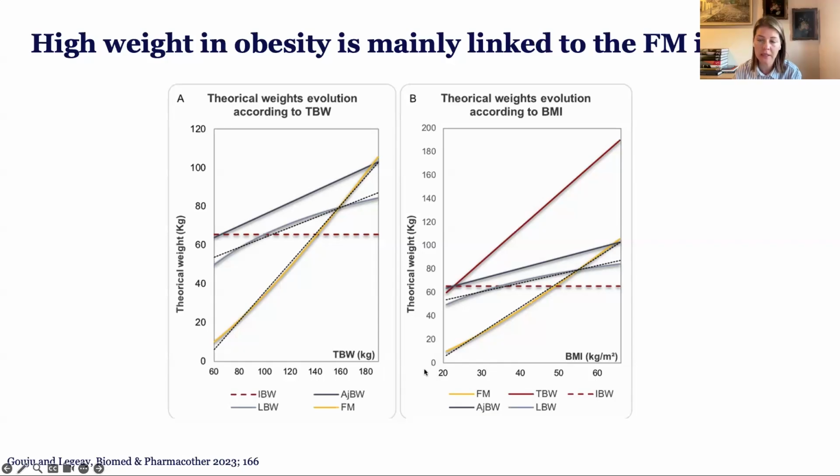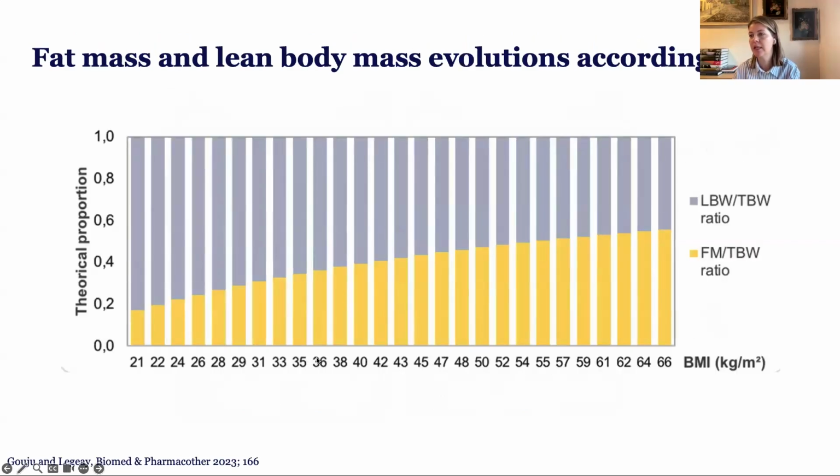In patients with obesity, the proportion of total body mass is more related to the fat mass. And here you can also see the relationship of the fat mass to total body weight increasing with the increase of the body mass index.